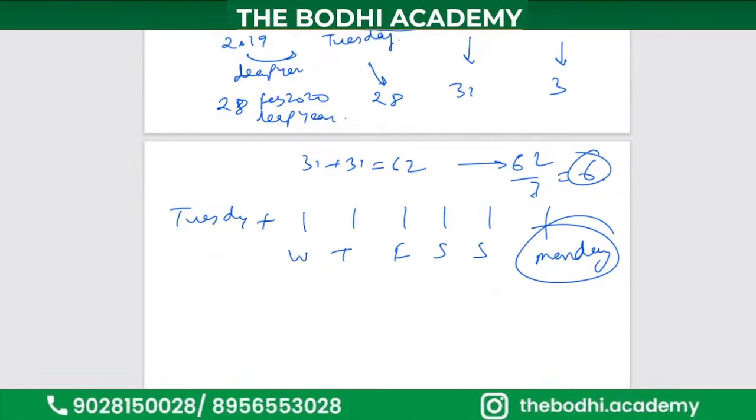Now, next, again a similar type. If I ask, if 2nd Jan 2021 was Friday, then what was the day on 4th July 2021? Come on, get me the answer. So how to go ahead?